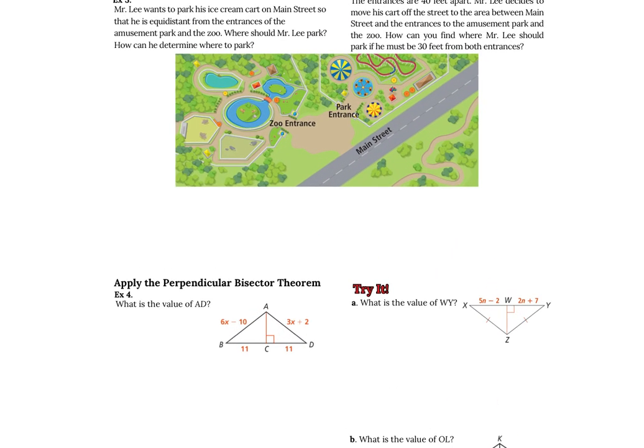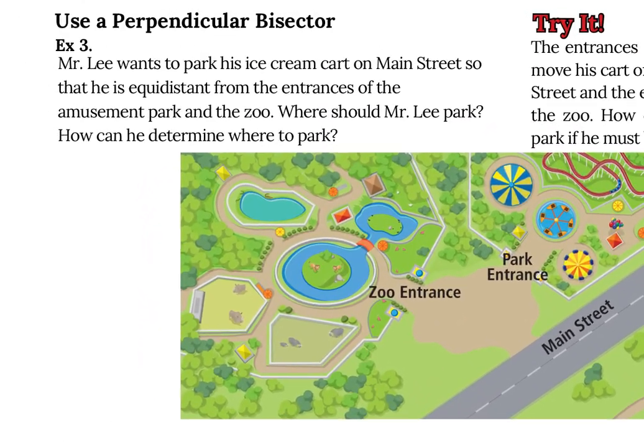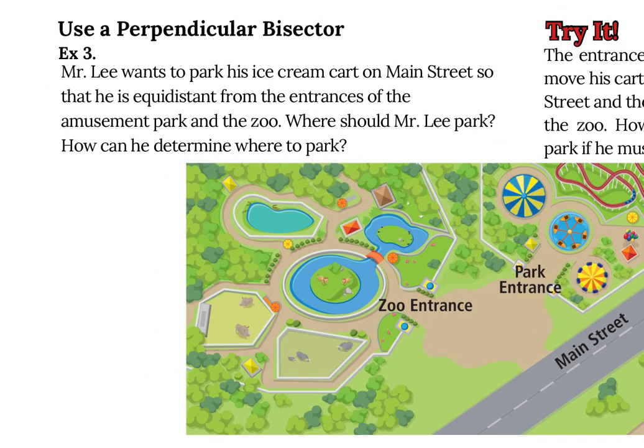All right, example 3, use of perpendicular bisector. All right, Mr. Lee wants to park his ice cream truck on Main Street so that he is equidistant from the entrance of the amusement park and the zoo. Where should Mr. Lee park? How can he determine where to park? All right, so he wants to be equidistant between the entrance of the amusement park and the zoo.